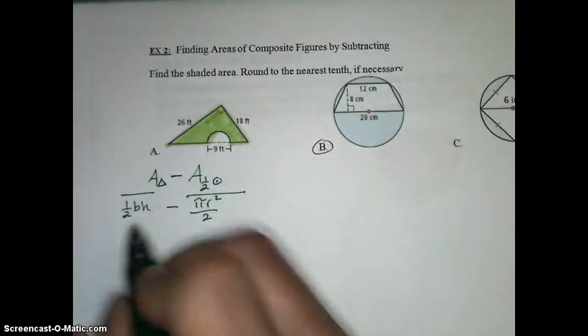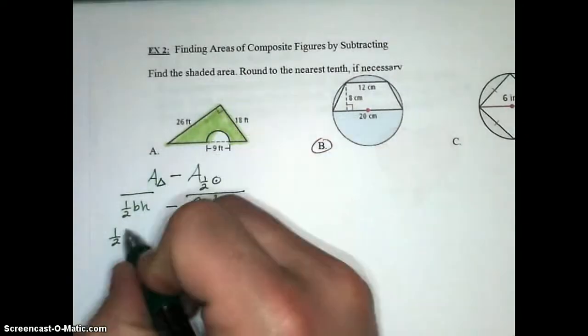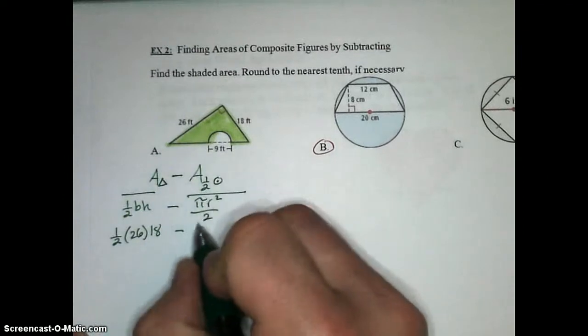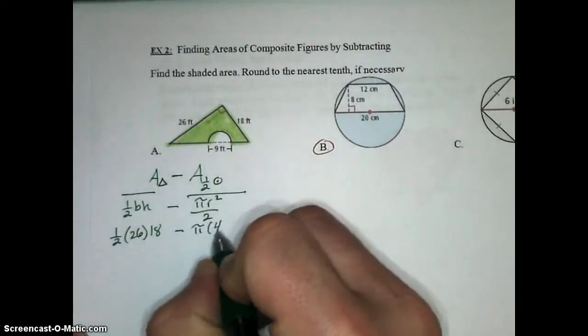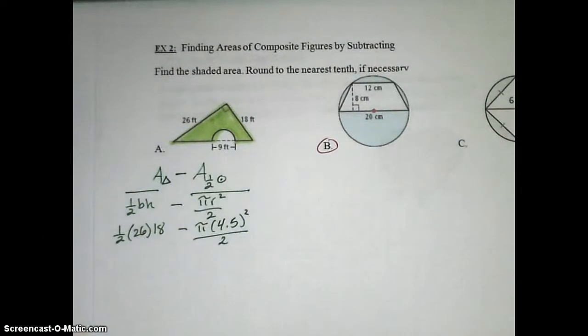So the formula should look like this. For our triangle, we're going to do half of the base. If I call my base 26, then the height is 18. And for our half circle, it's pi times a radius of 4.5 squared, but then we take that in half because it's a semicircle. Why don't you go ahead and simplify these, do all calculations here and as many calculations here before multiplying by pi, and then find your results. If you need more time, pause the video. Otherwise, this is what we should have.